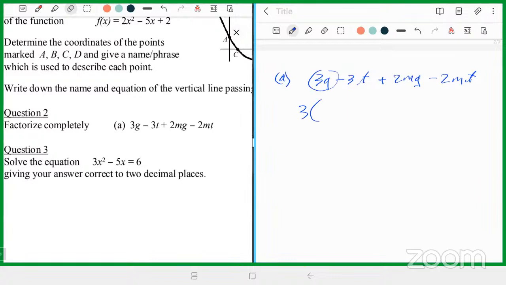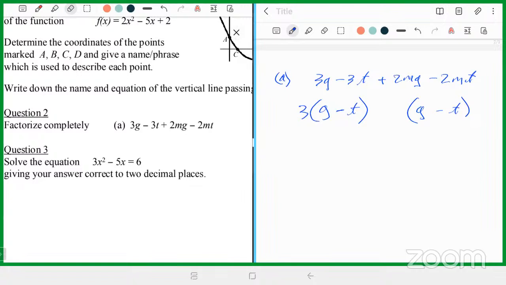3 out of this leaves me with a g. 3 divided out of this leaves me with a negative t. And because I checked and I realized that I have the g minus t and they also have a common factor of the 2m, what I'm going to do is put back the g minus t over here first. Then I'm going to check.